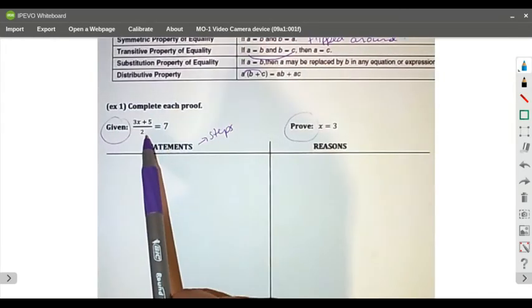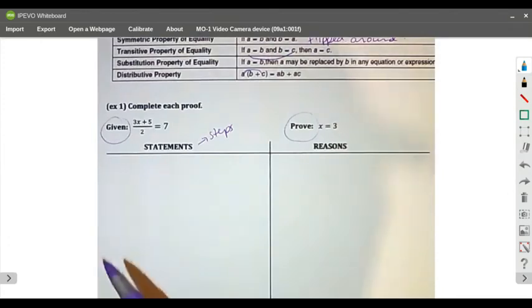The given is the information that is given to you. I know that seems kind of self-explanatory, but it is. In a geometric proof, you might be given a figure and some information about the figure, and then you're asked to prove something about it. In an algebraic proof, the given is always the equation, and the proof is the answer. So we're going to prove that x equals 3 given this equation.